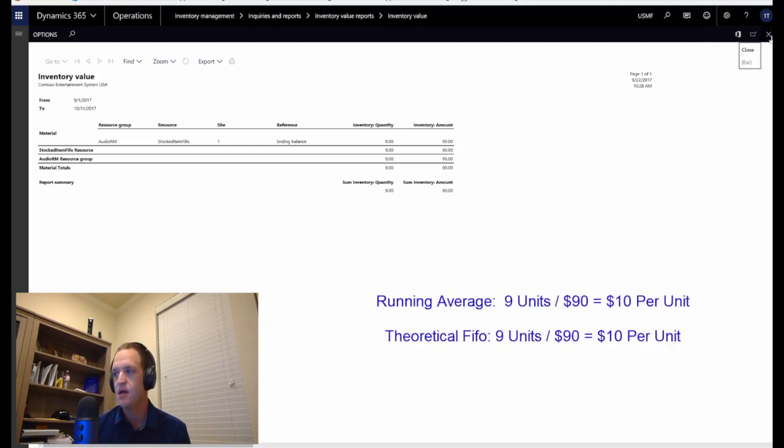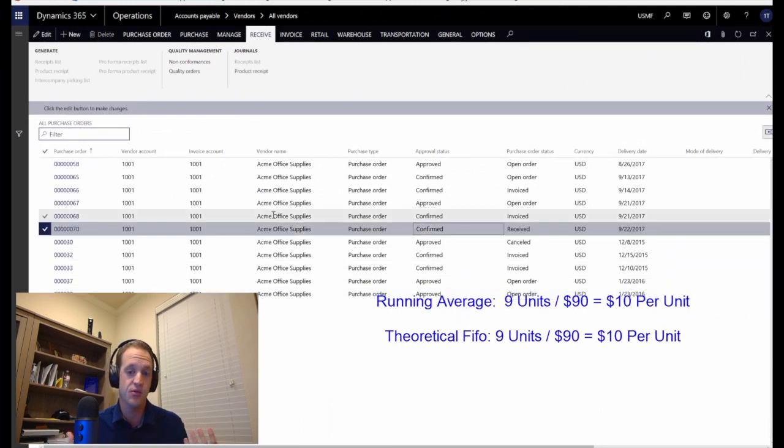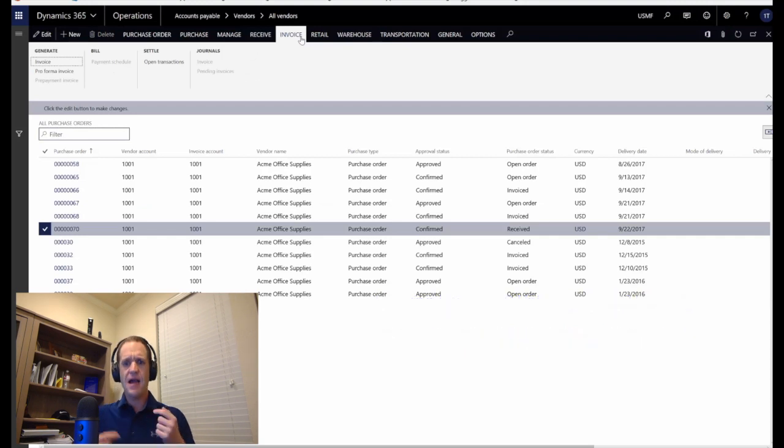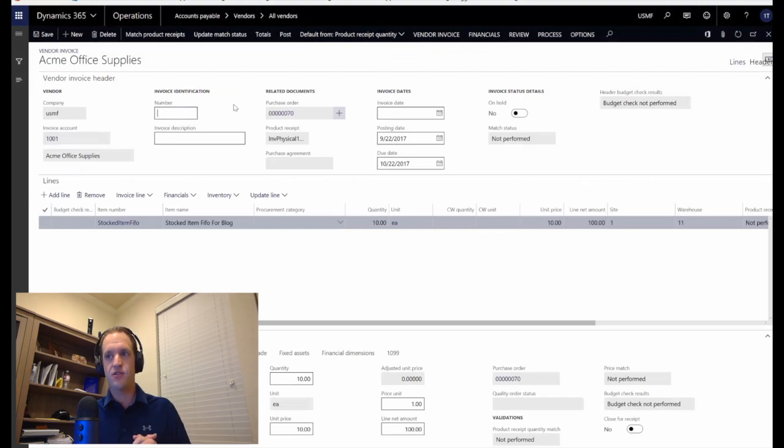So as you can see, my running average is now $10 per unit. My theoretical FIFO is $10 per unit. So we're still in line. We're still looking pretty good. But you've got to remember, we're going to have multiple ins and multiple outs, and we're going to have stuff coming in at different prices, because I could be purchasing from one vendor at a certain price and from another vendor at a different price.